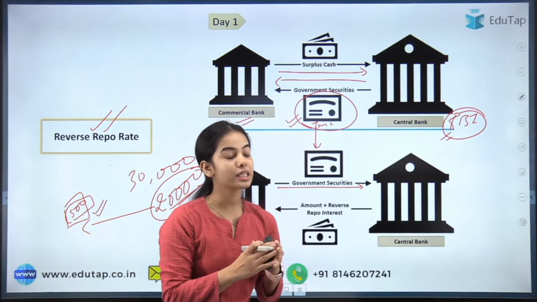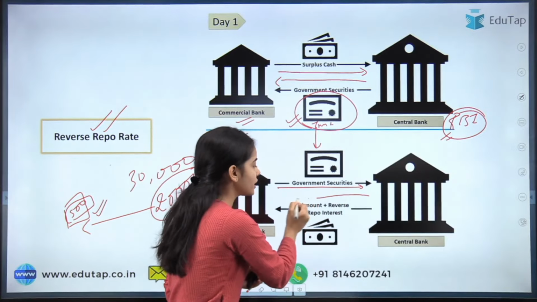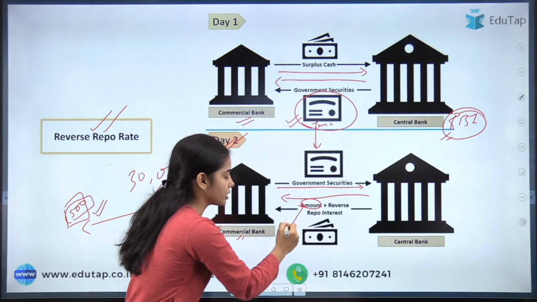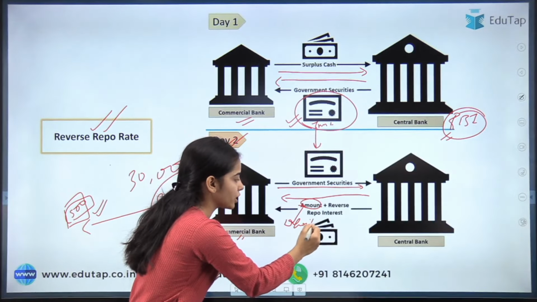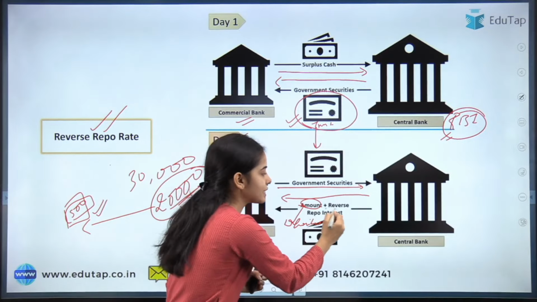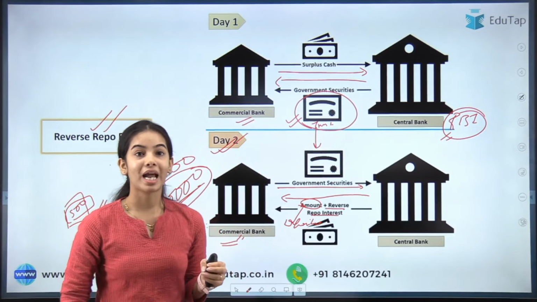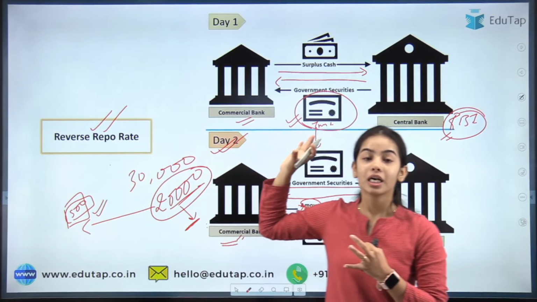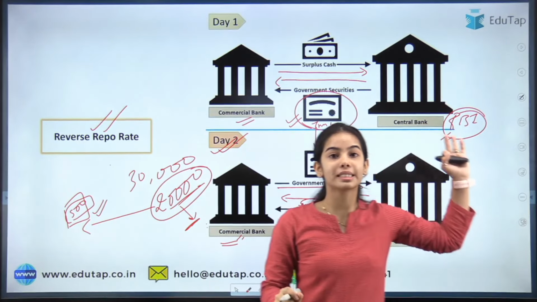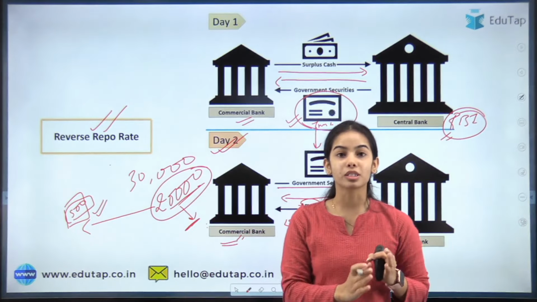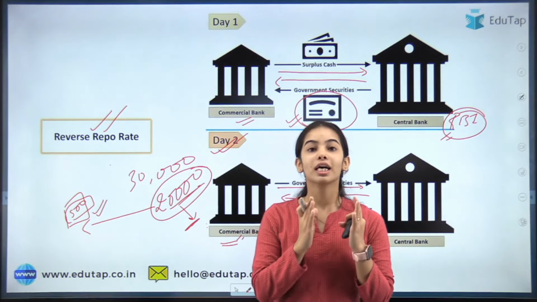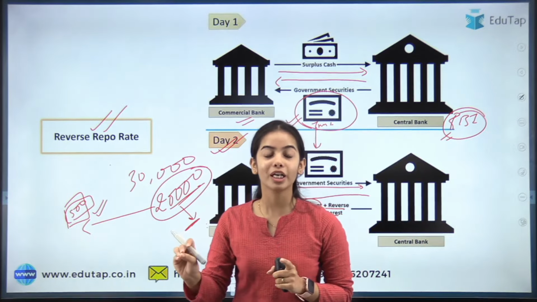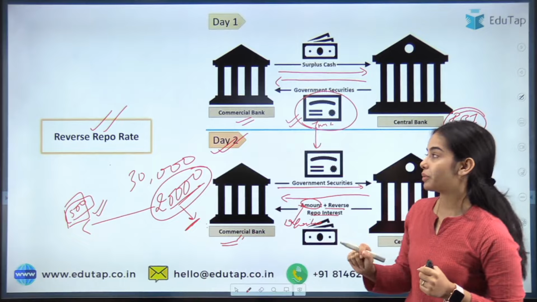The central bank will see the government securities, and the central bank will return the money that was deposited, plus the interest will also be given. And this is the reverse repo rate, that is, the interest that is given on the deposits of the commercial banks with the central bank, against which deposits the commercial banks have got the government securities.